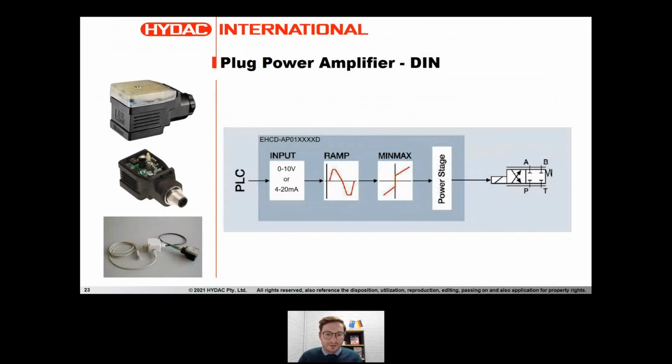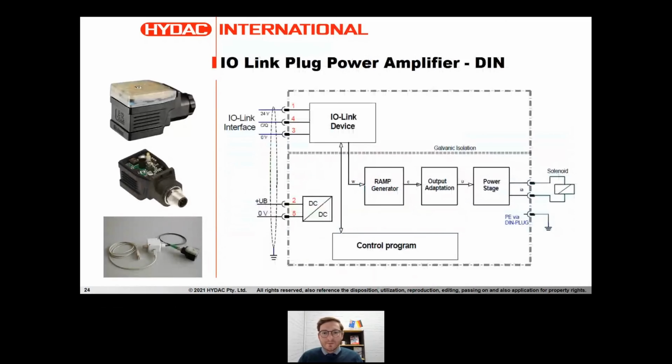On the bottom left, you have a USB configuration tool, but it also takes in a 0 to 10 volt input. You can program in ramps, your min-max scalings. It has the power stage to produce the PWM signal, and it obviously controls one coil. So a bit of a block diagram with the iLink one. These are available with iLink, so if you have an iLink master, you can send the required commands through iLink instead of a 4 to 20 milliamp signal.